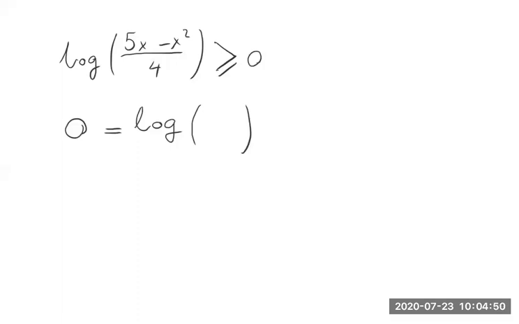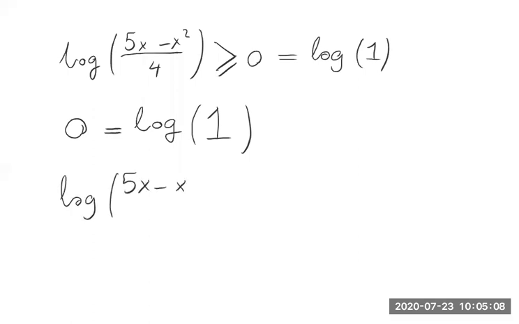Yes, that is correct. 0 is log of 1. So here, instead of 0, I can write log of 1. So it means log of (5x minus x squared) over 4 is greater or equal than log of 1.